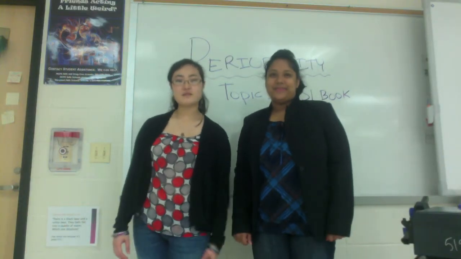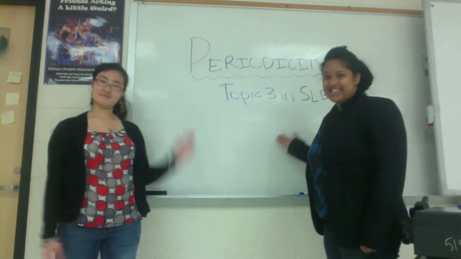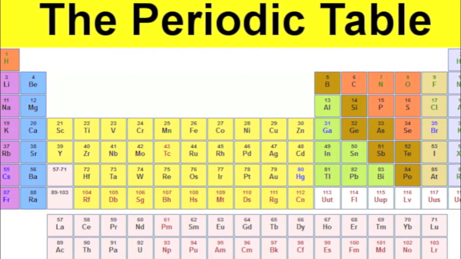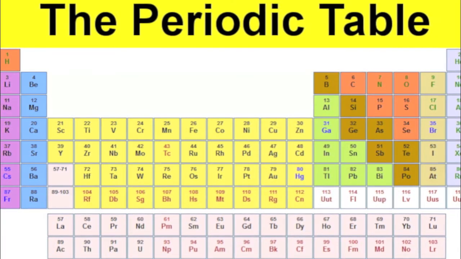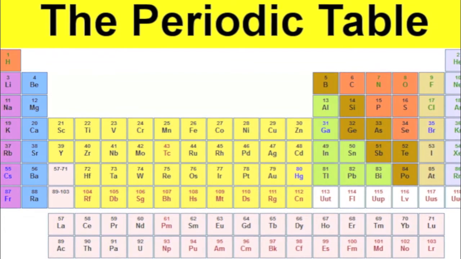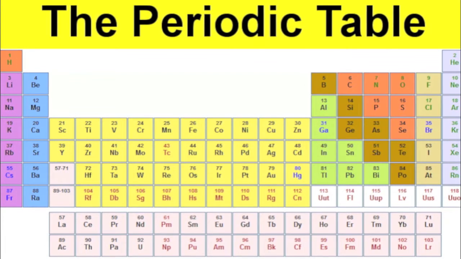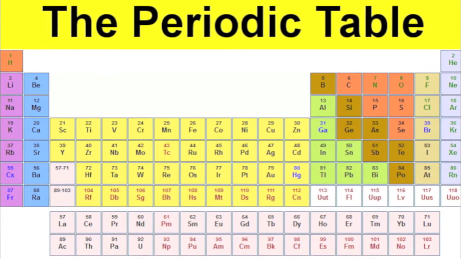And today we'll be talking about Periodicity. Periodicity refers to the trends within the periodic table. This here is a periodic table. The periodic table is made up of elements that are positioned by their increasing atomic number. The atomic number is the sum of all the protons and neutrons in the nucleus.